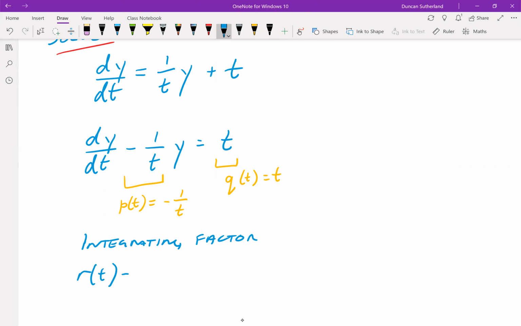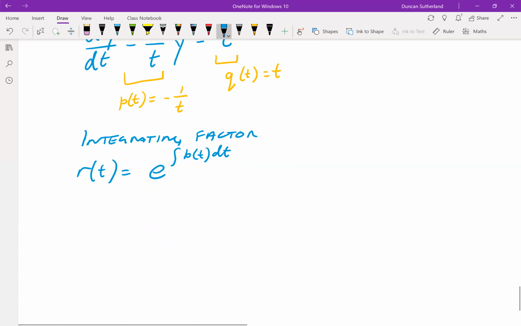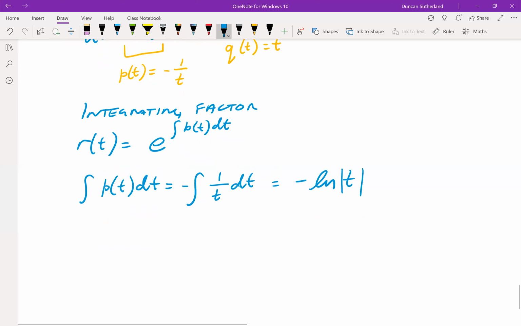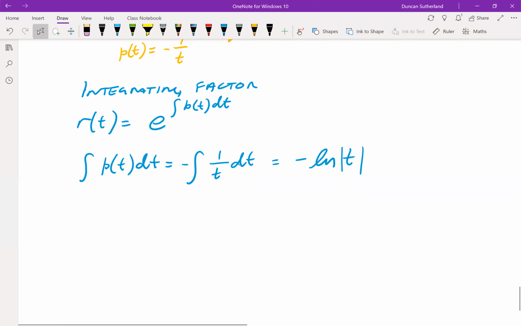R of t equals e to the integral of p t dt. The integral of p t dt equals the integral of, or minus the integral of 1 on t dt, which is equal to the minus log of t. Strictly, we've got absolute values in there, but they'll disappear when we take the exponential anyway, so this doesn't actually matter.